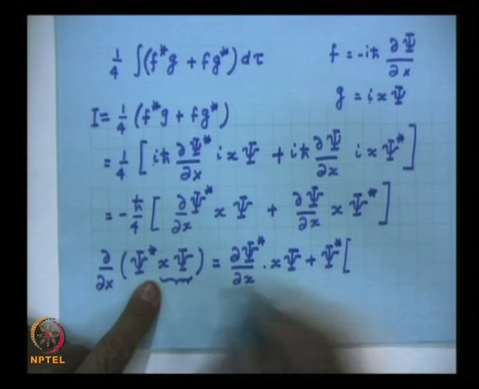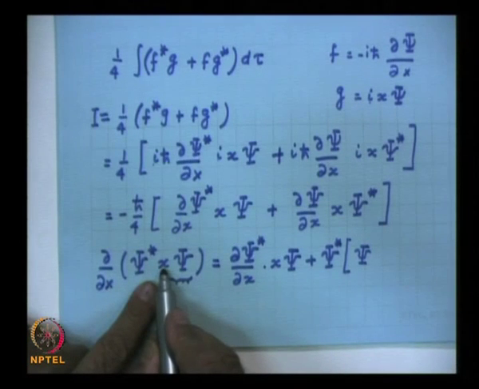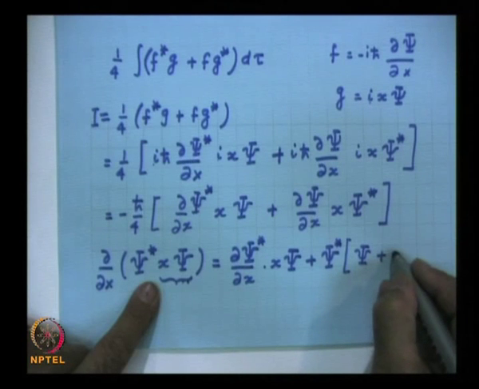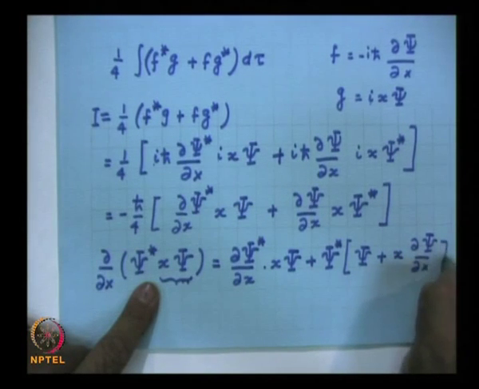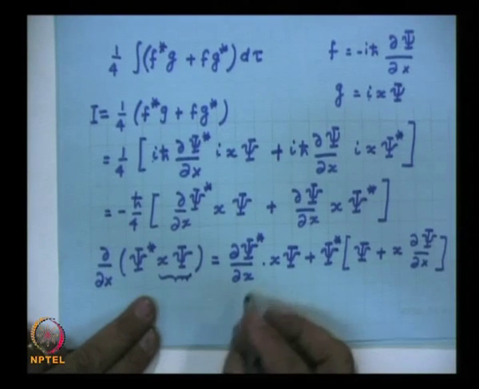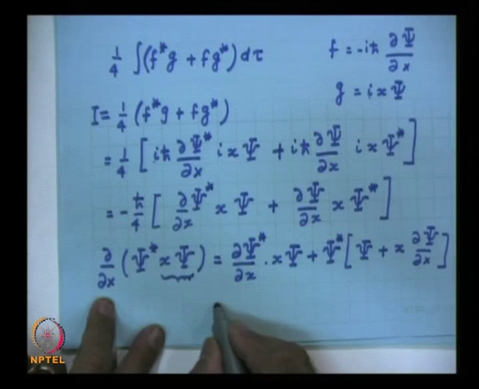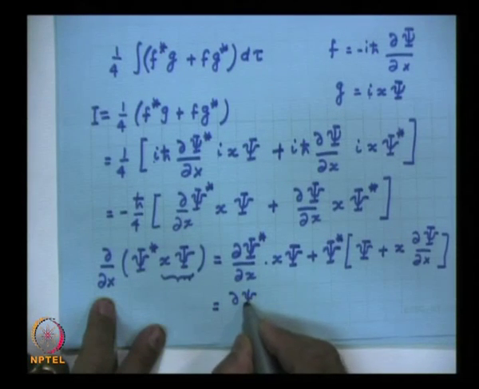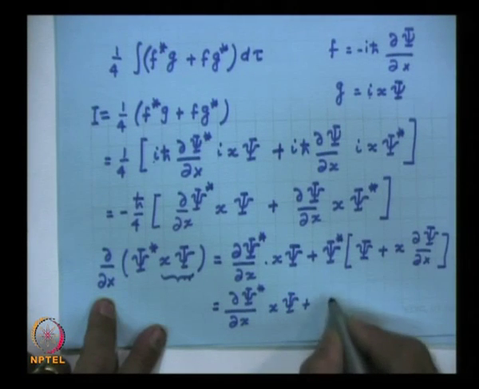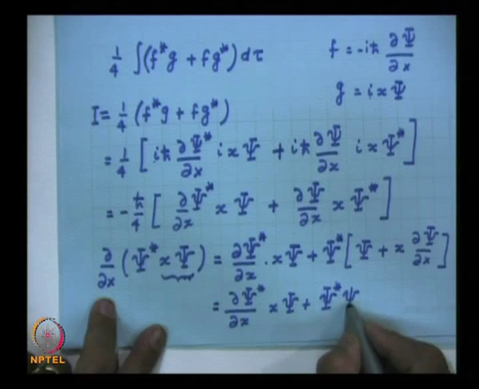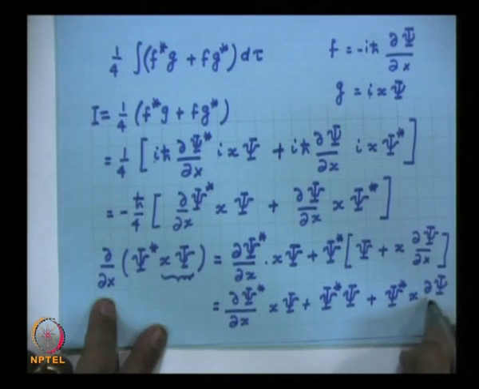And if I differentiate this, first, I will get psi, because the differential coefficient of x is 1, plus x delta psi by delta x. So, you obtain, if you see this carefully, delta psi star by delta x multiplied by x psi, plus psi star psi, plus psi star x delta psi by delta x.